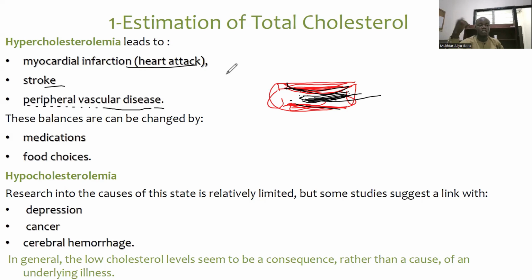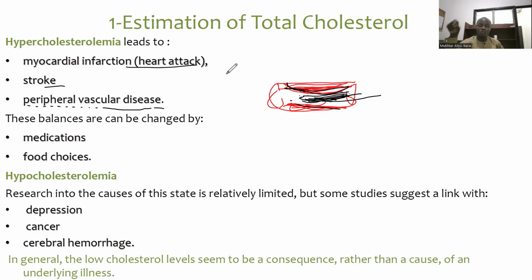So these balances can be changed. If you have high cholesterol in the blood, that is hypercholesterolemia, then you can balance the situation by medications and food choices. So you need to know that if you have a situation like this where you have hypercholesterolemia, number one, the foods that are highly rich in cholesterol, you have to try as much as possible to avoid. You try to avoid it, or you reduce the intake of lipid-containing rice, fat, and oil.